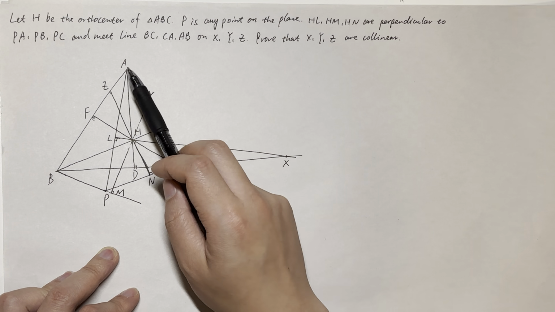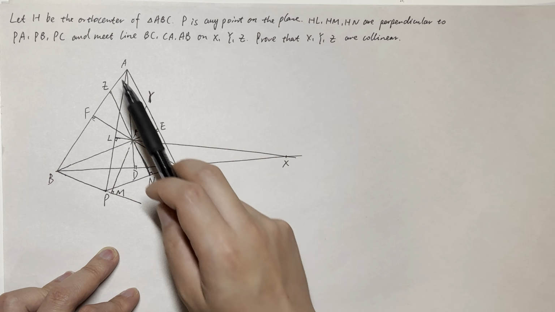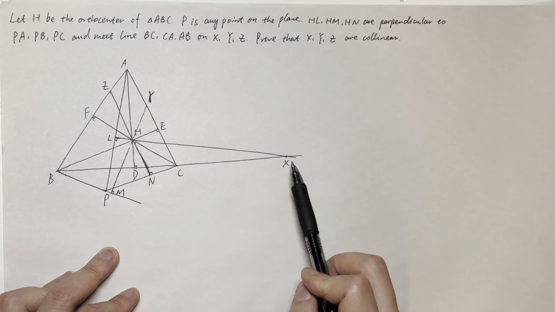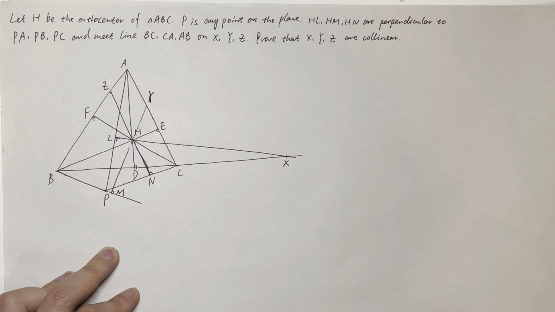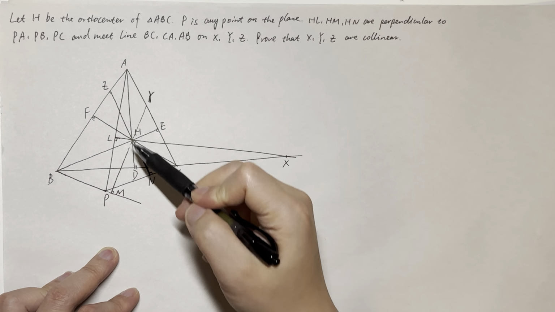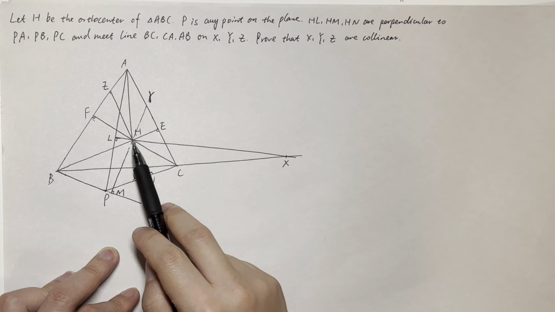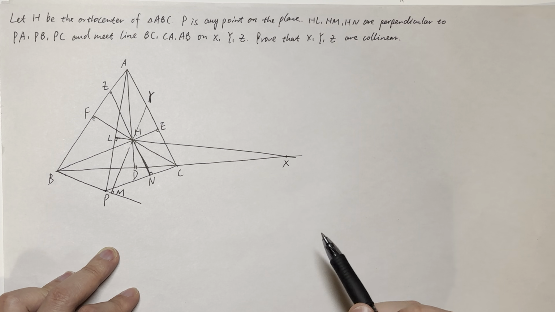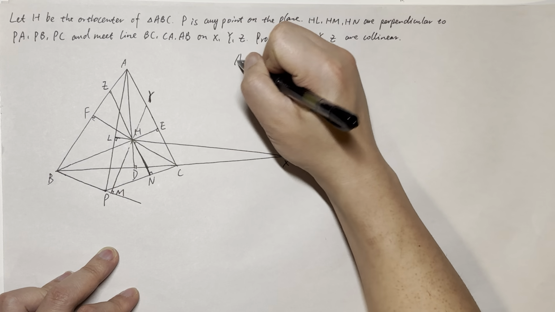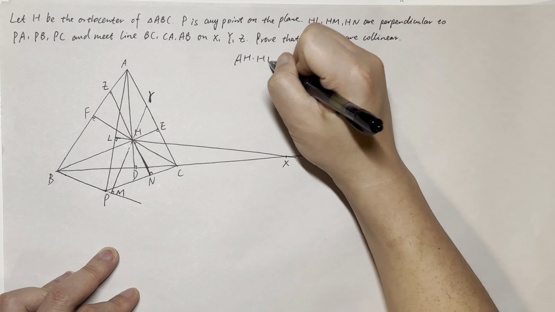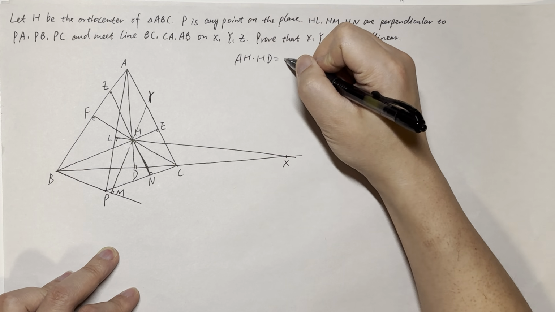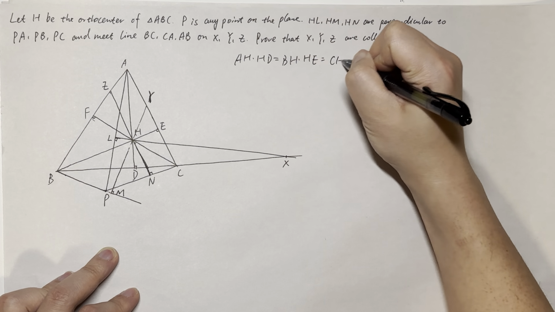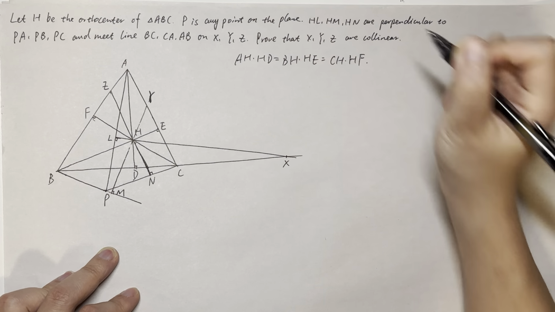Once A, L, D, X are cyclic, we can consider AD as a chord and XL as a chord of the circumcircle of the quadrilateral ALDX, right? That means AH times HD equals HL times HX. And we already know from the orthocenter property that AH times HD equals BH times HE equals CH times HF, right?